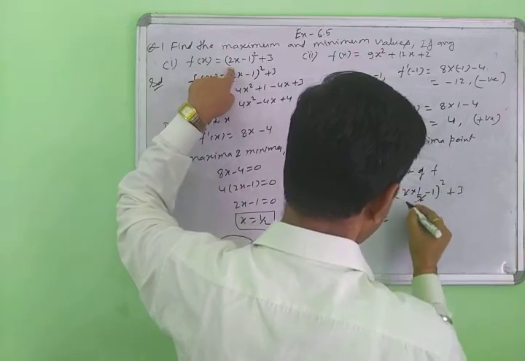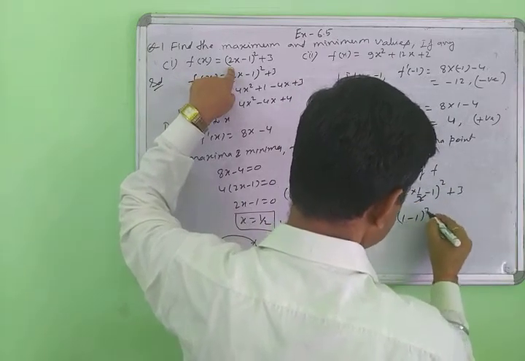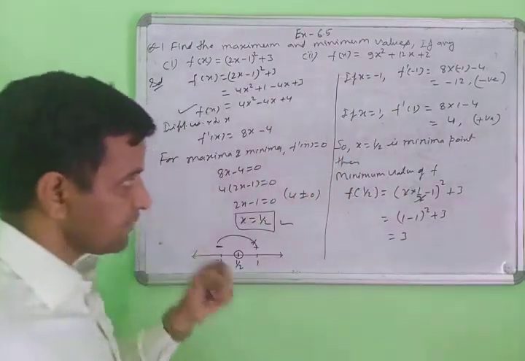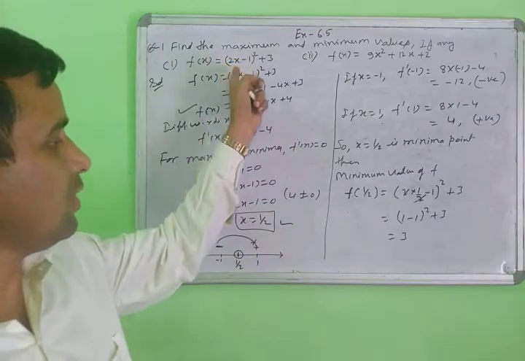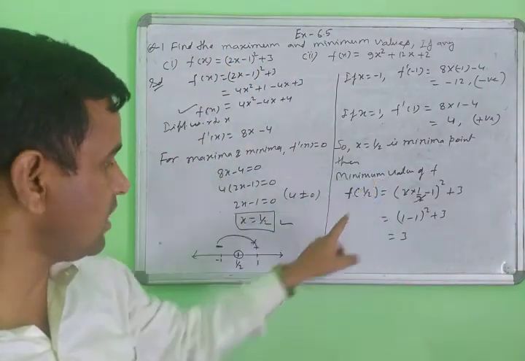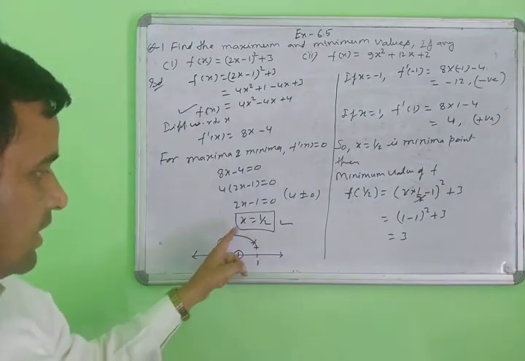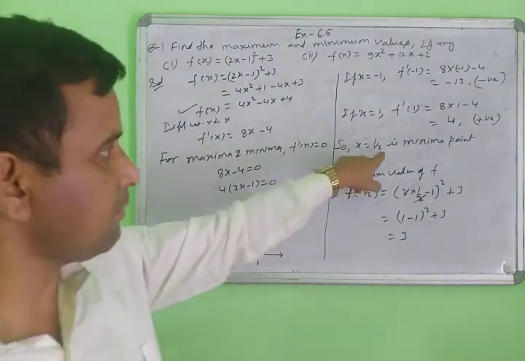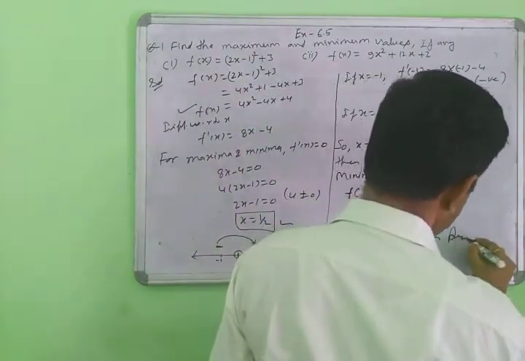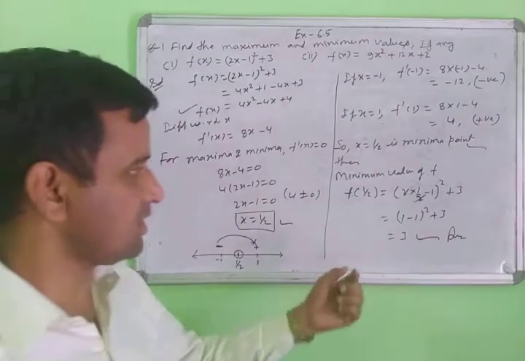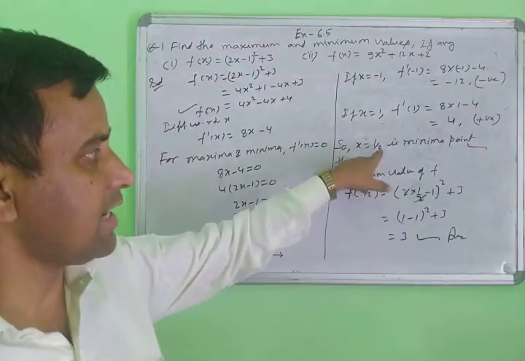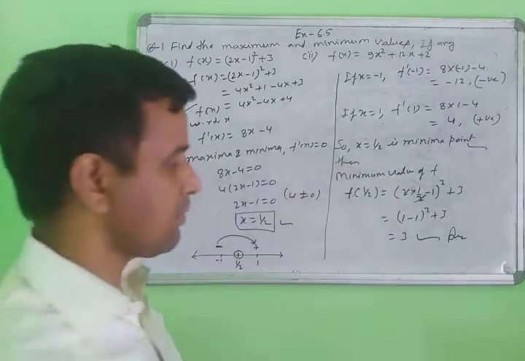This will be cancelled here, (1 − 1)² + 3, the result will become 3. So the minimum value of the function is 3. This is the minimum point because the sign is converted from negative to positive. So this is the minimum point and this is the minimum value. This is your answer: the function attains the minimum value 3 at the point x = 1/2.